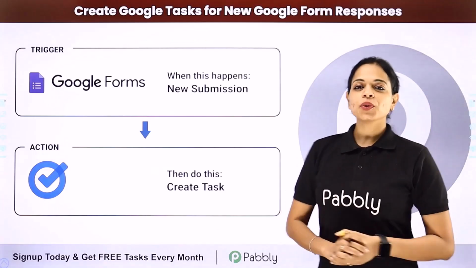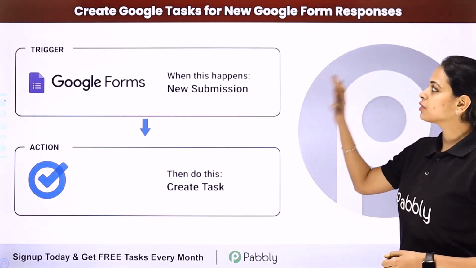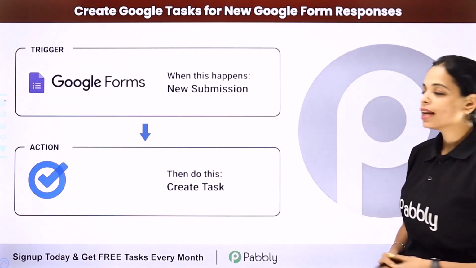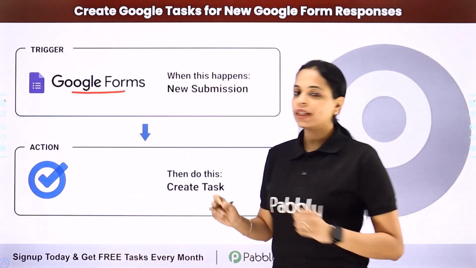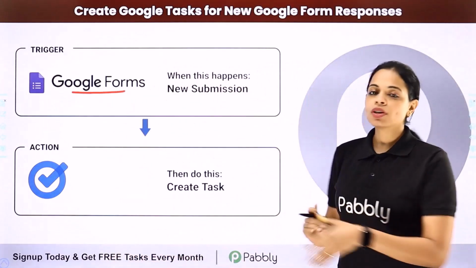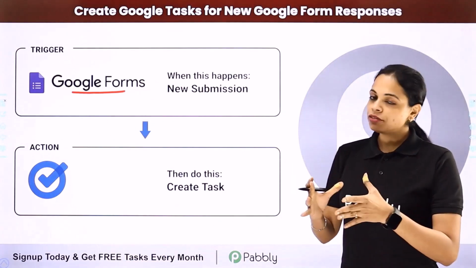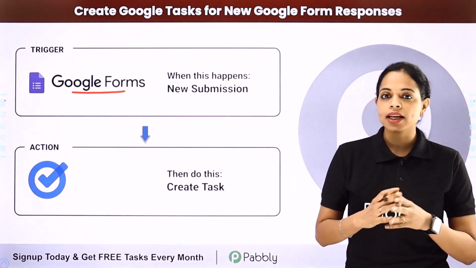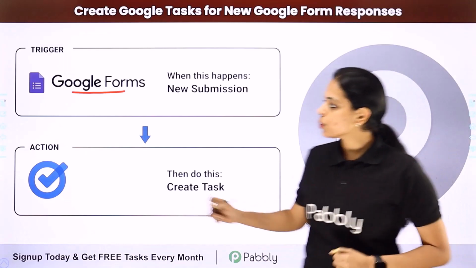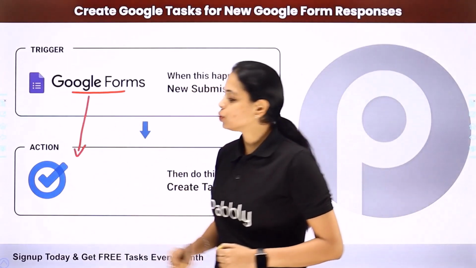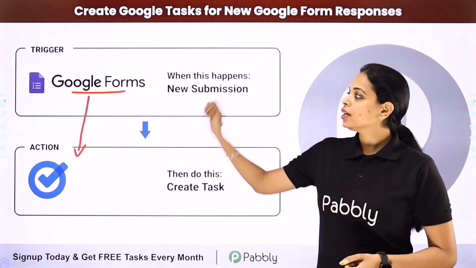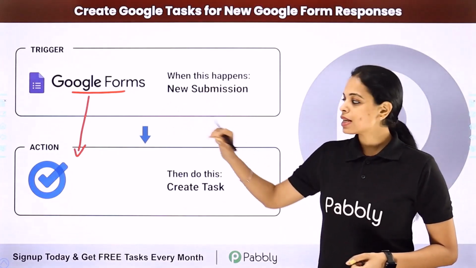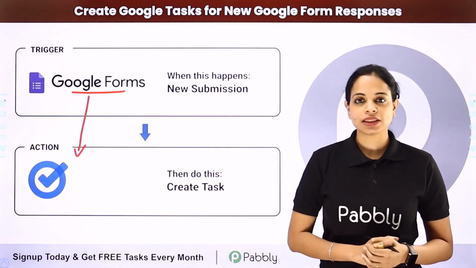In this video, we are going to see how to create Google Tasks for new Google Form responses. So let's say that you're using Google Form as a form builder application where every time a new response has been received, with this information you want to create a task in Google Task. Now for this, you will have to set up some integration between the two applications, and the same thing can be done using Pabbly Connect software. Here your trigger application would be Google Forms and your action application would be Google Task.